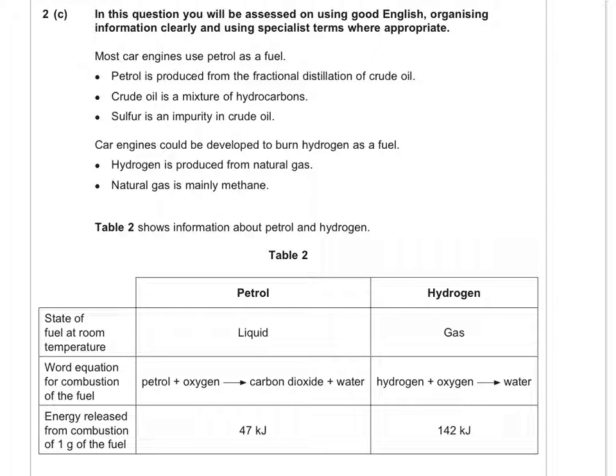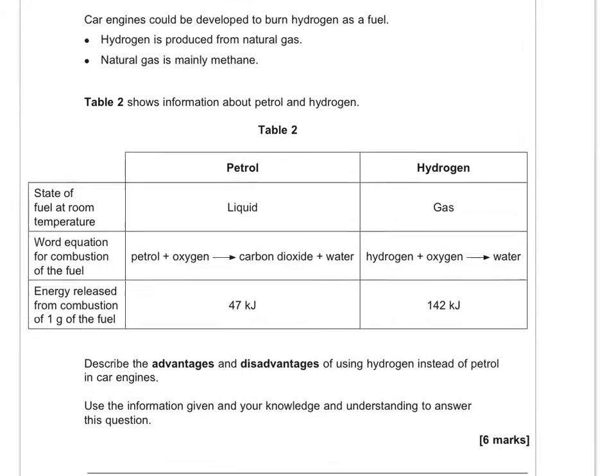Question 2c. In this question, you will be assessed on using good English, organising information clearly, and using specialist terms where appropriate. Most car engines use petrol as a fuel. Petrol is produced from the fractional distillation of crude oil. Crude oil is a mixture of hydrocarbons. Sulfur is an impurity in crude oil. Car engines could be developed to burn hydrogen as a fuel. Hydrogen is produced from natural gas. Natural gas is mainly methane. Table 2 shows information about petrol and hydrogen.